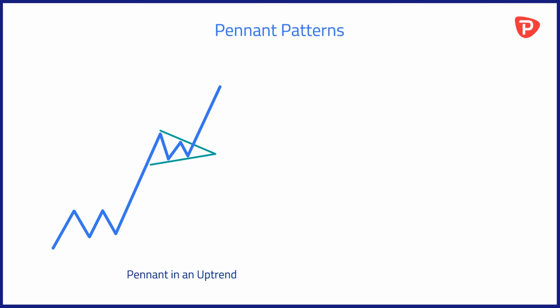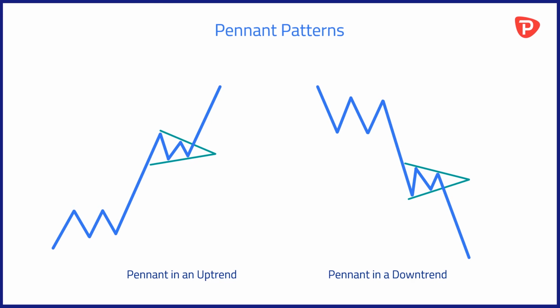Pennant patterns in a downtrend work in a similar fashion, but you have to imagine that the pole and the pennant are upside down. The same process happens initially, with price breaking down from an area of consolidation and forms the leg of the pole.